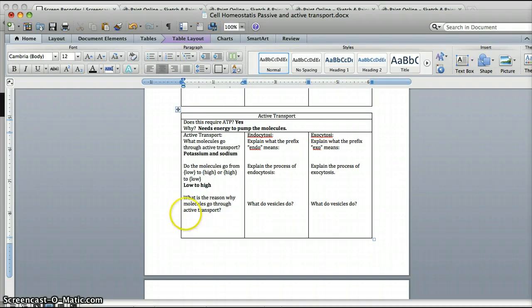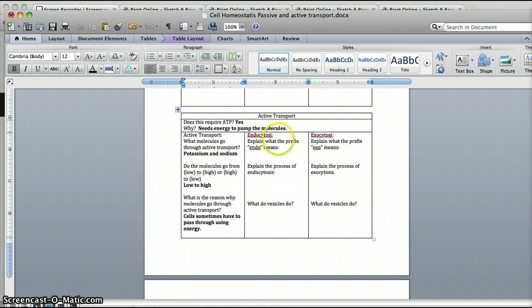Now, what is the reason why molecules go through active transport? The reason why molecules go through active transport is cells sometimes have to pass through using energy. Okay, now if you think about it, sodium is salt, and salt actually dissolves in water. So it needs to have that energy because it can't do it on its own. So it needs active transport. It needs ATP, or that energy, to pump it through the cell membrane.